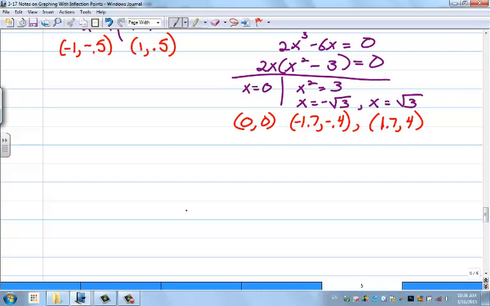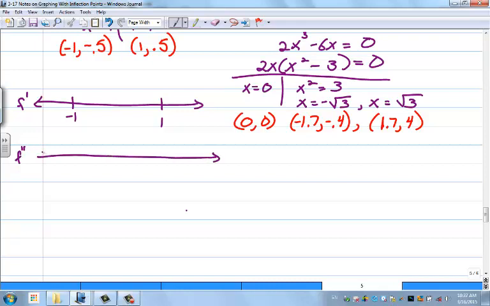So here is my f prime number line. It's only got 2 critical numbers on it, one at negative 1 and one at 1. And then my f double prime number line has possible inflection points at negative 1.7, at 0, and at 1.7. Okay, so remember, these have to be in the right places relative to each other.